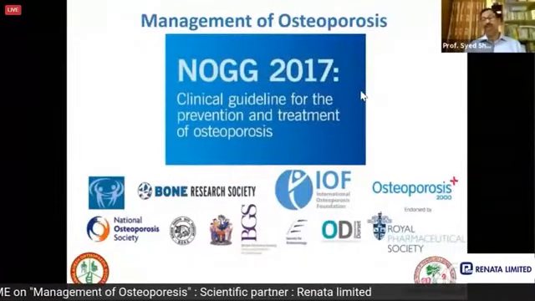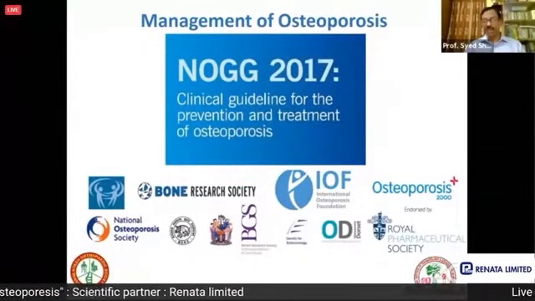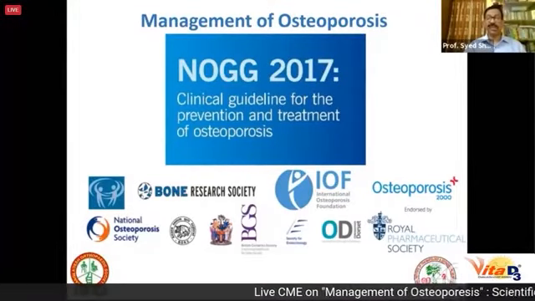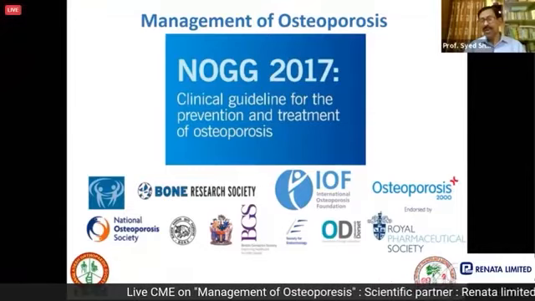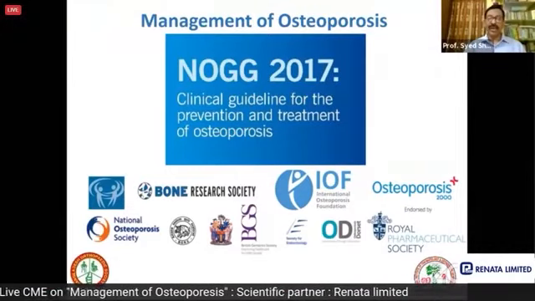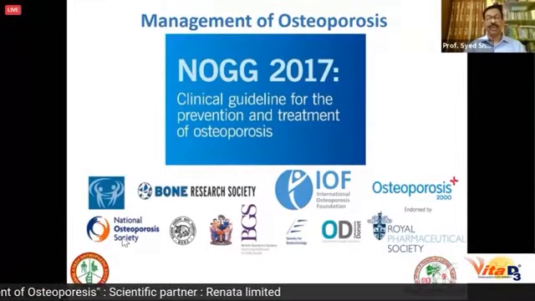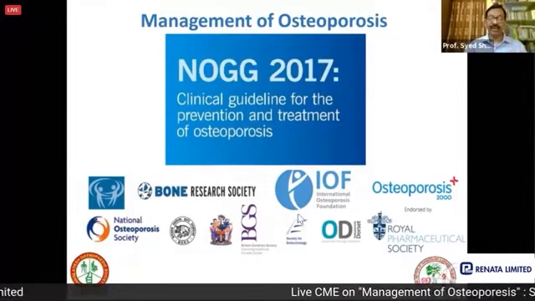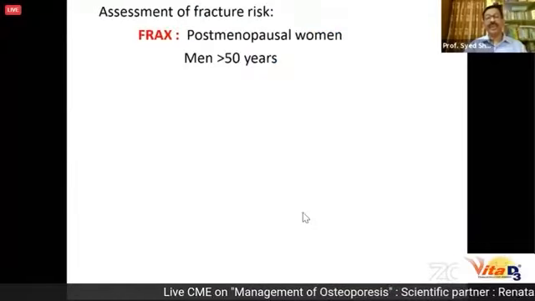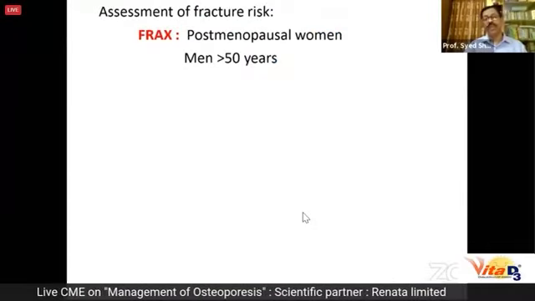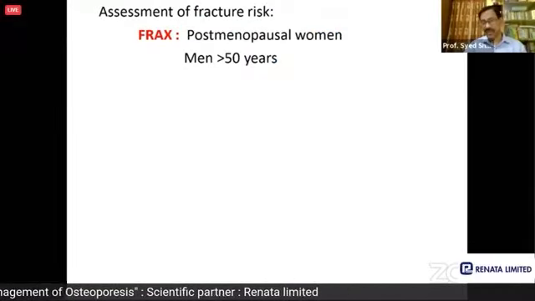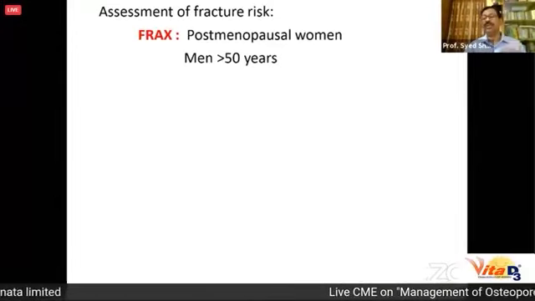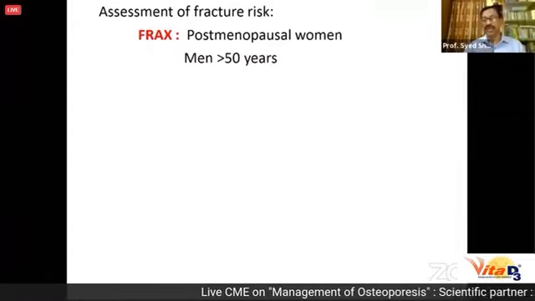Now, how will we go about managing osteoporosis? The National Osteoporosis Guideline Group developed this management protocol in 2017 and updated it in 2019. You will find these groups and other organizations that developed it on the website. They say we will go for BMD and assessment of fracture risk first, because we are afraid of osteoporosis due to the chance of fragility fractures.